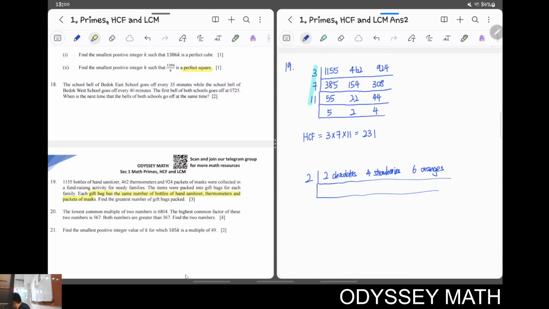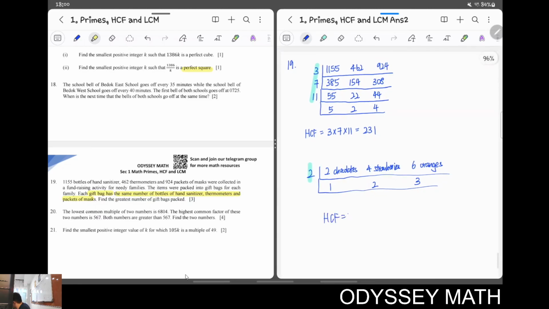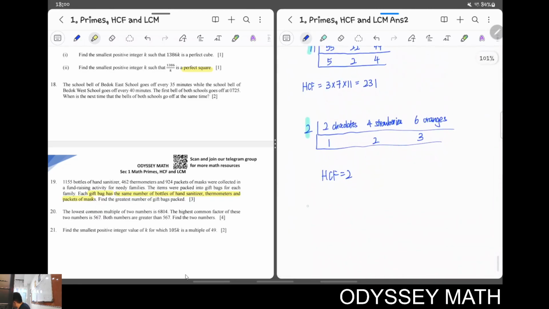So put 2 here. So 1, 2, 3. So the greatest number of gift bags will be 2. Agree or not? HCF is just equals to 2. Why? Because if the number of gift bags is 2, that means that 1 gift bag over here will have 1 chocolate, 2 strawberries, 3 oranges.